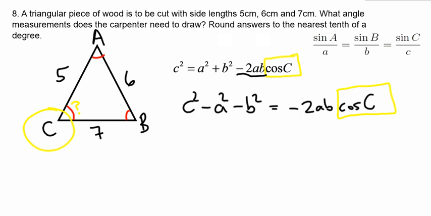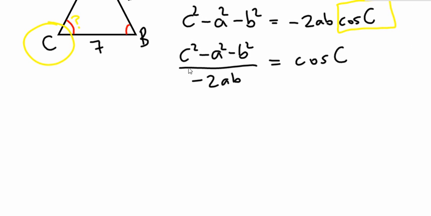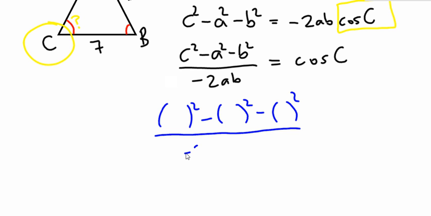And again, this is what I need to isolate. So now what's happening to that yellow box, what's happening in cosine C, is multiplication. And it's multiplication by negative 2ab. So to get rid of a multiplication, I need to do division. So my next step will be to divide both sides by negative 2ab. And when I do that, what I'm left with on the right is just cosine C. So that's the rearrangement, and now I'm ready to actually substitute into this formula and do some calculations. So I have c squared minus a squared minus b squared, all divided by negative 2 times a times b, and that will equal cosine C.